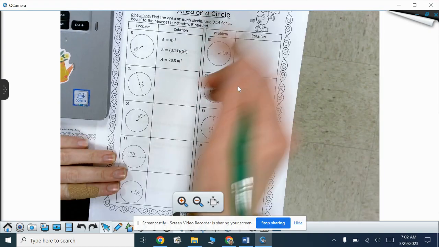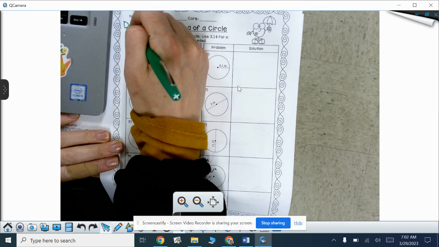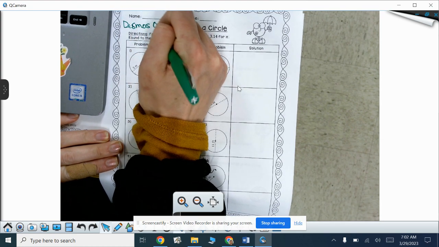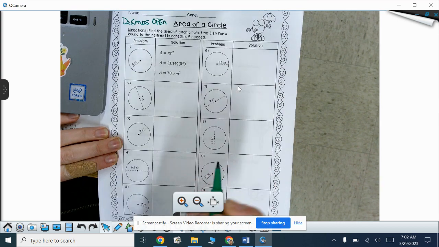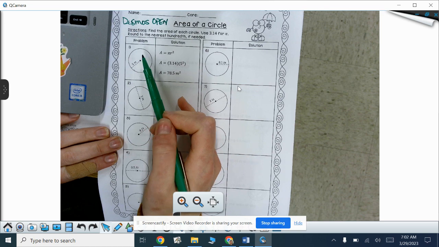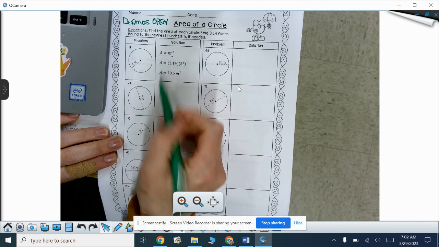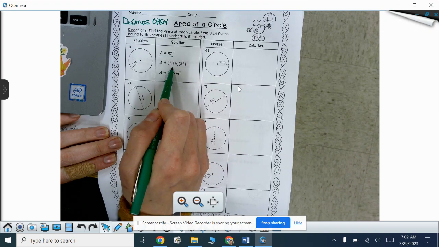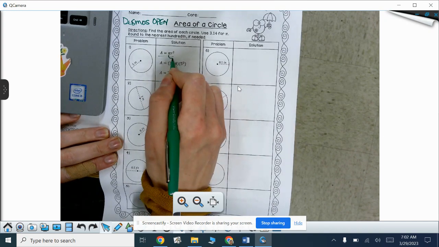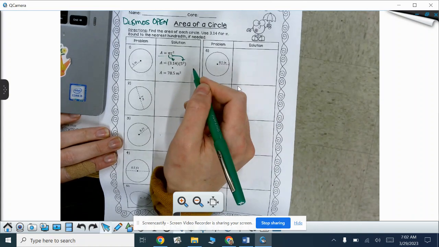All right, before we get into this, I'm going to be helping you with this. You want to make sure you have your Desmos open. Okay, Desmos open. Let's get that going. So we've got an example here, and we've got our formula. We've got 3.14 substituted for pi, and our radius substituted for r, and our little squared.